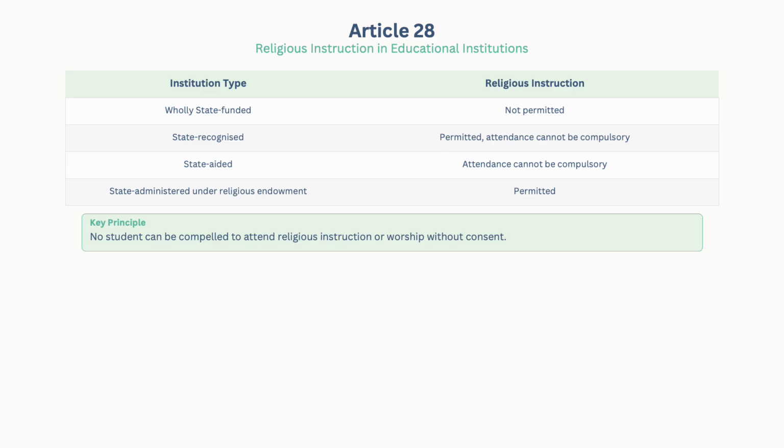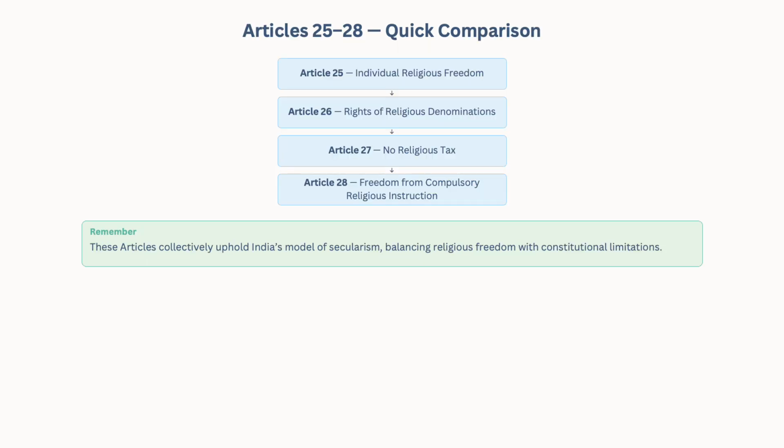They can introduce religious instruction, but again, attendance is not compulsory. Okay, so it's state administered under religious endowment, which means under religious endowment, a Muslim organization requested for a Muslim school to be built for Muslim students, and the state funds that institution. They're permitted to have religious instructions. Okay, these are the key differences between different institutions.